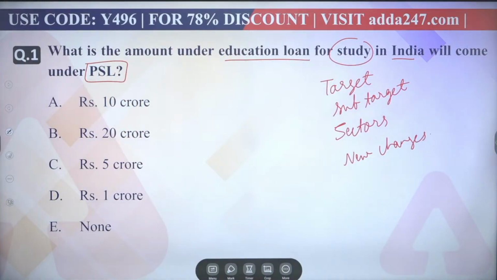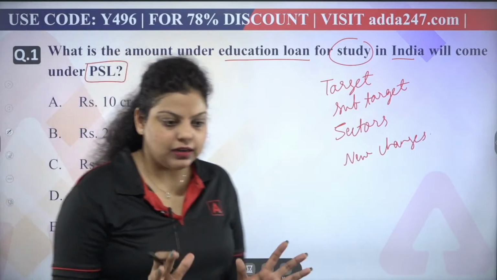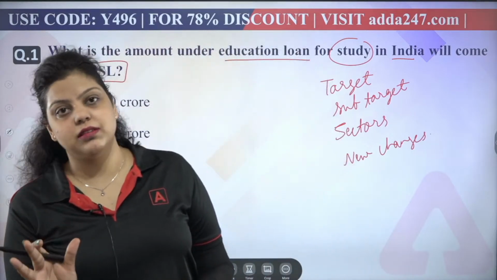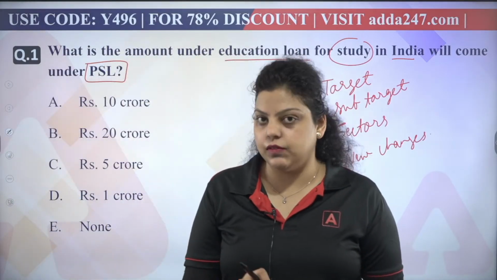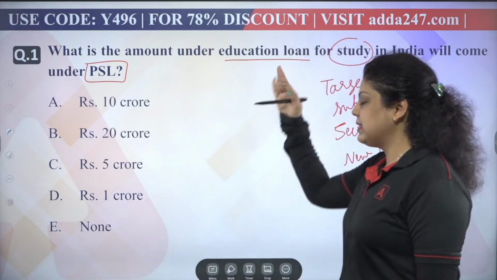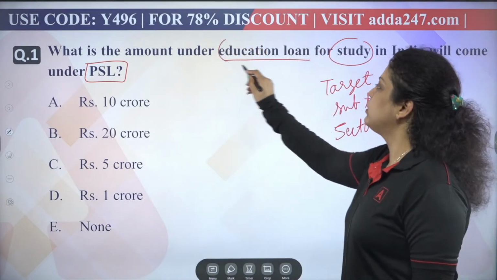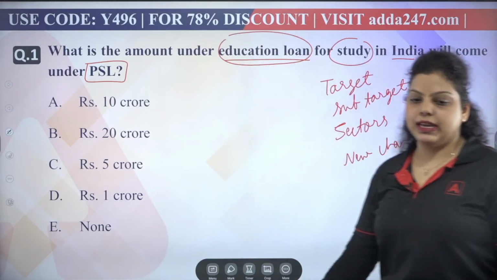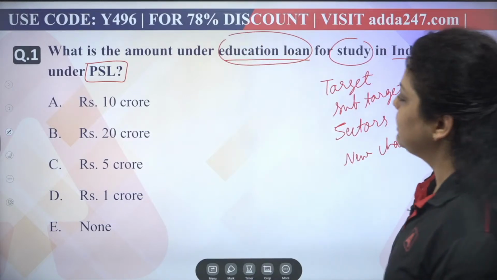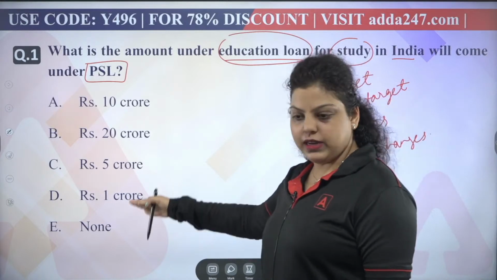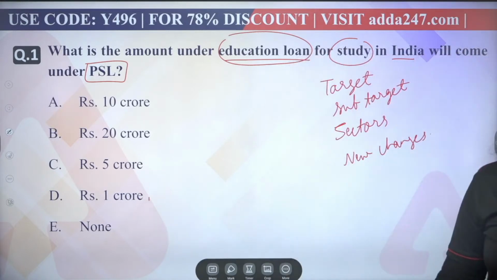So what is PSL? PSL is simply priority sector lending. There are a total of 8 sectors which, according to the Government of India and Reserve Bank of India, need improvement and development. In these 8 sectors, how much amount of loan will be provided in the education sector? Is it 10 crore, 20 crore, 5 crore, 1 crore, or none of the above? Which of the following will be right?